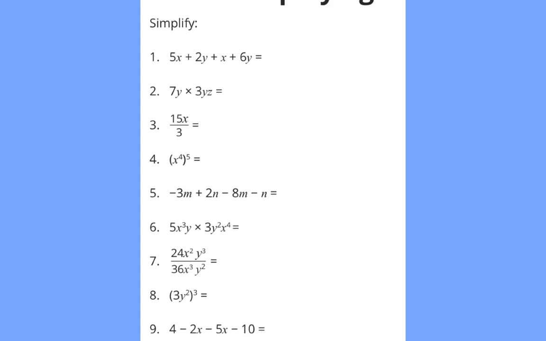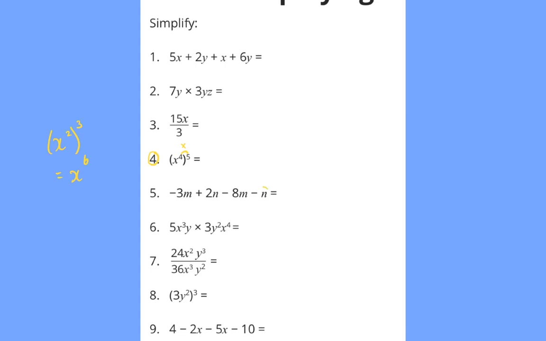So now we have some mixed simplifying. So we've got some addition, some multiplication, division. Question 4. We haven't really done this before. What happens with the indices is that they multiply together. So if I was to give you x squared cubed, we would end up with x to the power of 6.